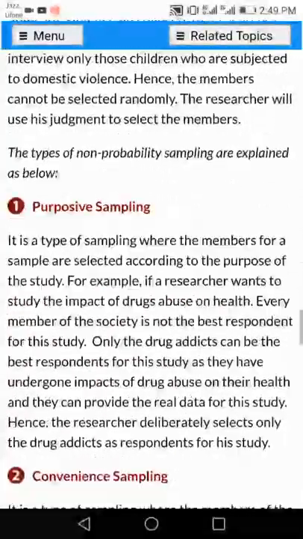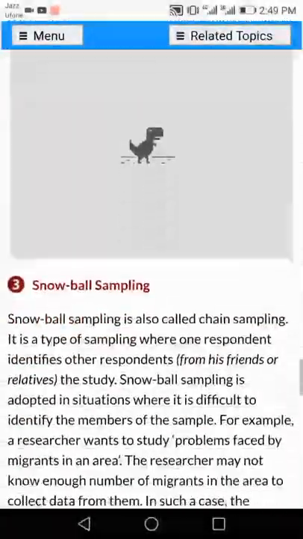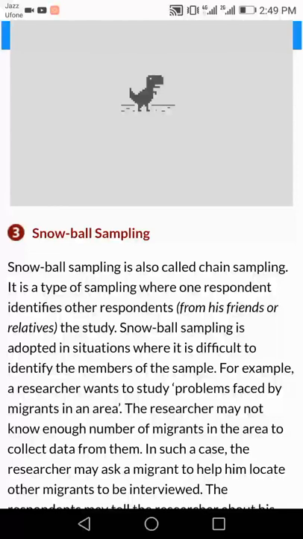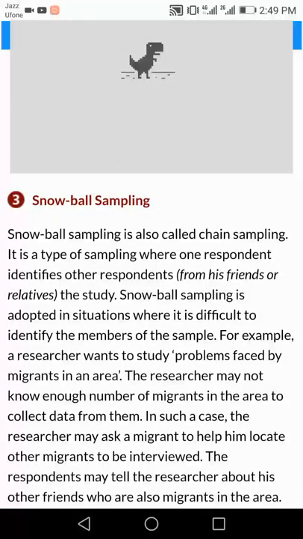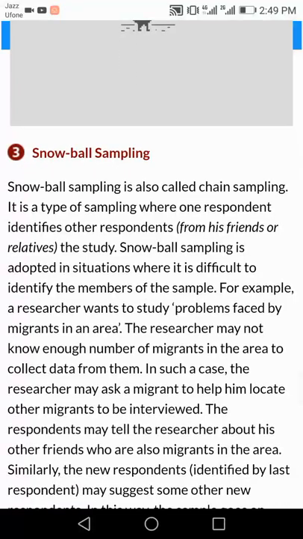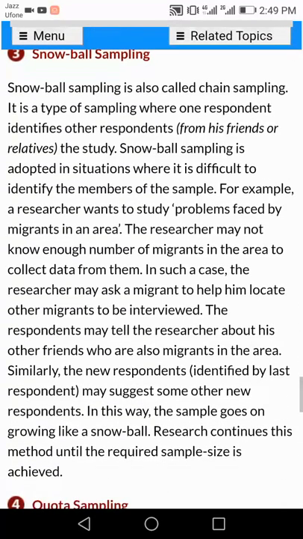The next one, here you can see that I have given an example of the sampling technique, snowball sampling. Snowball sampling is also called chain sampling. It is a type of sampling where one respondent identifies other respondents from his friends or relatives. Snowball sampling is adopted in a situation where it is difficult to identify the members of the sample. For example, a researcher wants to study problems faced by migrants in an area. The researcher may not know enough migrants. So here, this one is the sampling technique.